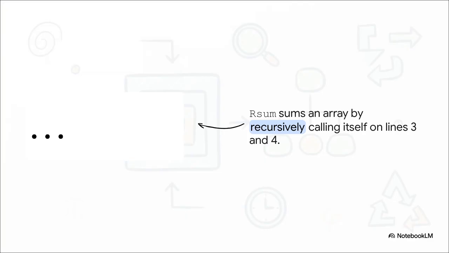And here it is out in the wild. This really elegant piece of code you're seeing is the rsum algorithm, and it's what we're putting under the microscope today. Just look at lines 3 and 4. The function rsum is literally calling rsum. That's it. That's the recursion, right there in plain sight.